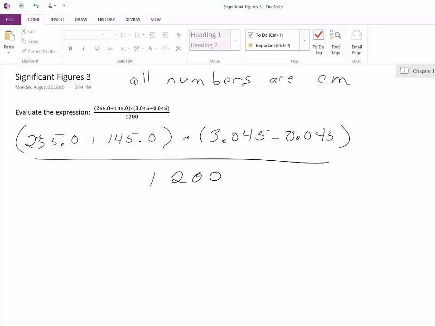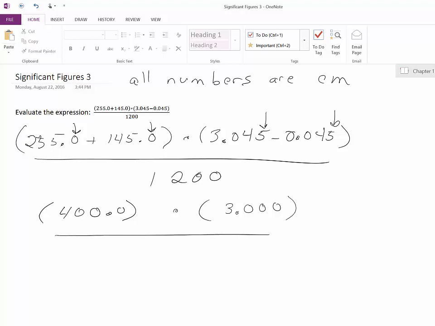So we have addition here, 255.0 plus 145.0. Where are each of those numbers precise to? They are each precise to the tenths. So we have 400.0 inside of those parentheses. What do we have inside of the second set of parentheses? 3.045 minus 0.045. This leaves us with 3.000 because in both cases we're precise to the thousandths. And then this is all over 1200.